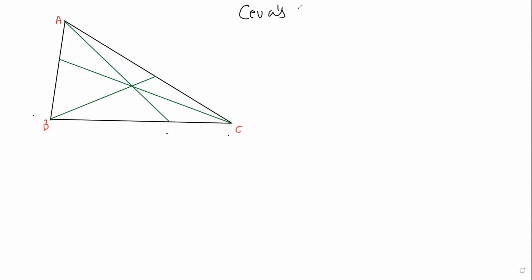So we are going to discuss the Ceva's theorem. Basically, when three lines that we are drawing here, as you can see from last time, when they are concurrent, then what can we say about the ratios? Okay. So let me write it clearly.